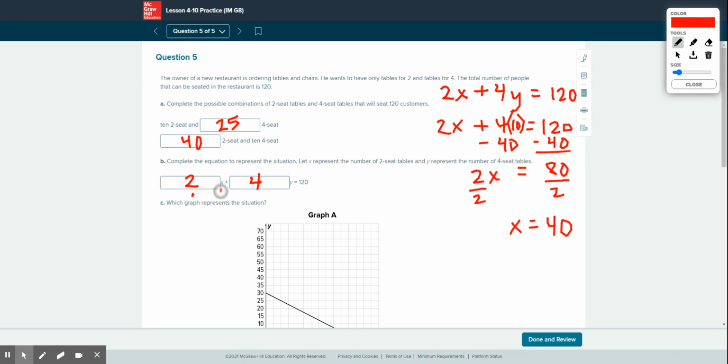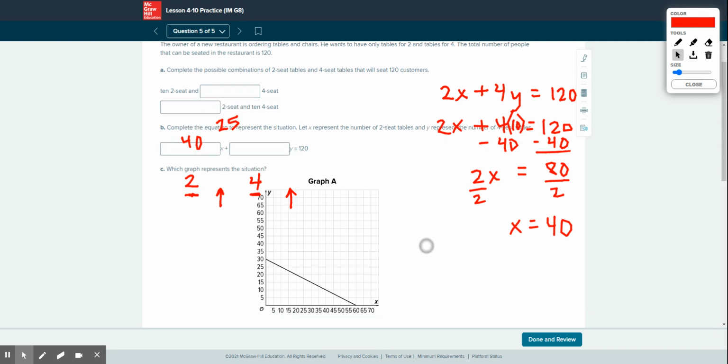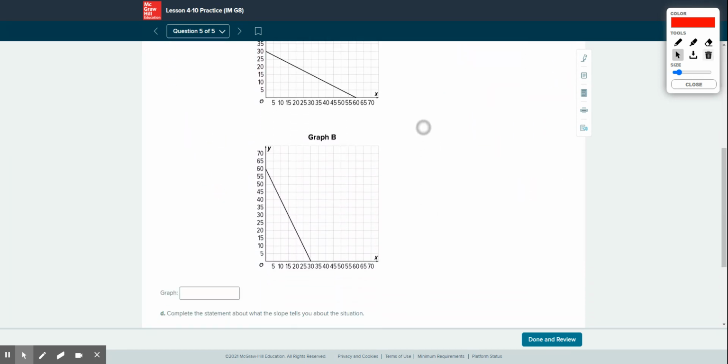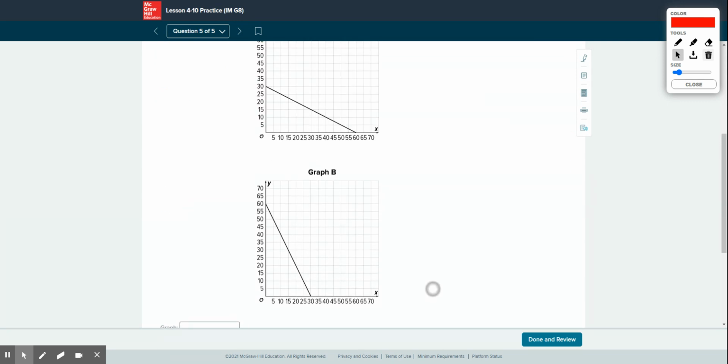So when we have those tables, I don't know how many tables there are, but I know that 2 people can sit there. And I know 4 people can sit at any number of these tables. And so I come up with this equation, 2 times x plus 4 times x is 120. Now our job is to look at our graph down below and figure out which of these graphs is going to be accurate, graph A or graph B.